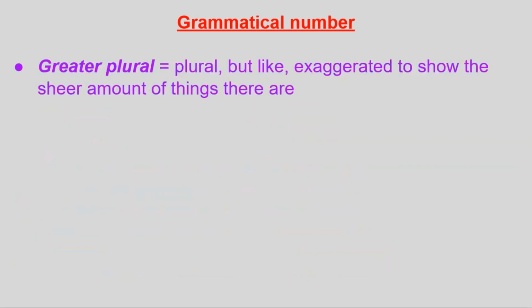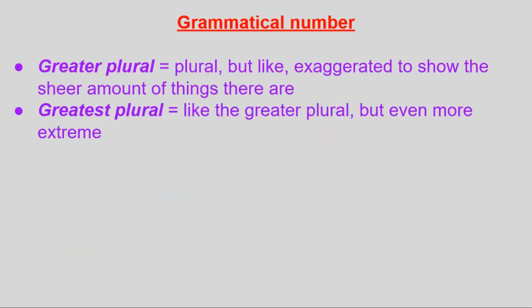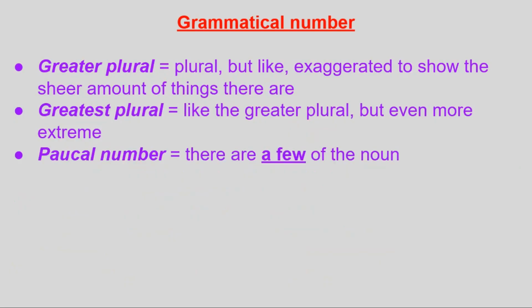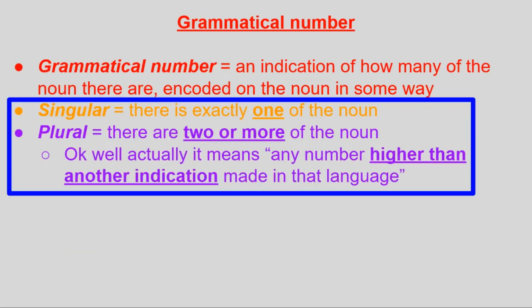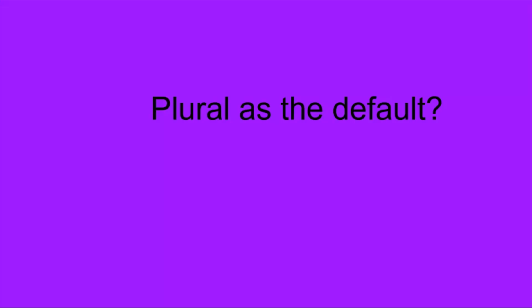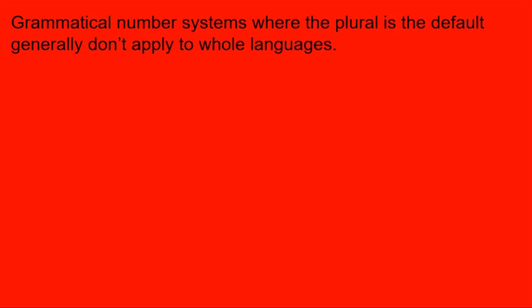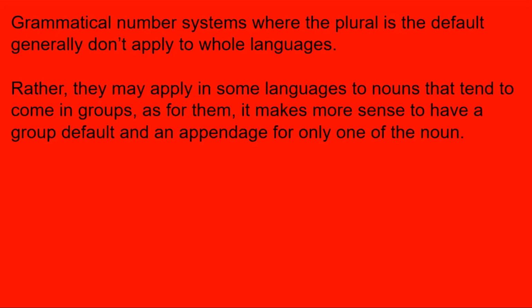But other than plural, a few languages also have specific grammatical forms for a greater plural, which is a different plural form that emphasizes how many of something there are. And if you have a greater plural, you may also have a greatest plural, which is even more extreme. There's also a paucal number describing a few. However, basing your grammatical number system around singular and plural isn't always done. The reverse, where the plural is the default, is also possible, although it's normally not a system used in a whole language, just a few relevant words, often things that come in groups.